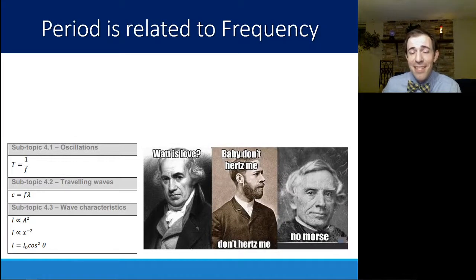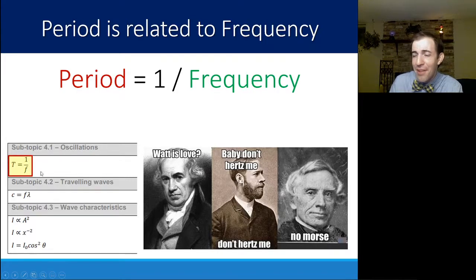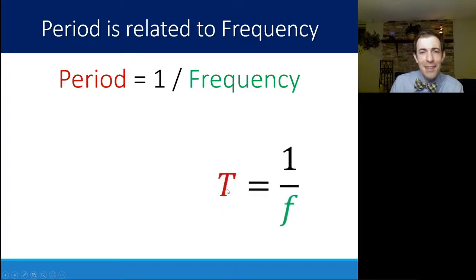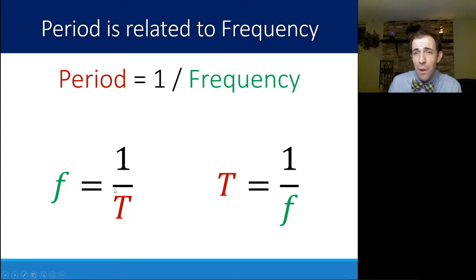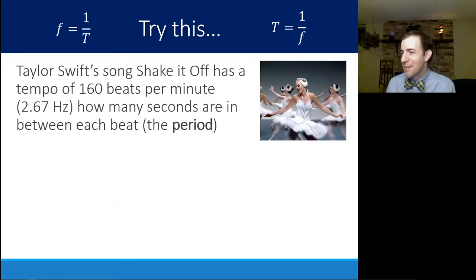Period and frequency are related to each other. They're inverse quantities. The period is just 1 divided by the frequency. So if you know how many seconds for one wave, you can figure out how many waves for every 1 second. This equation is given to you in your data booklet. You can also think of it not only as T, the period, is 1 over f, but f, the frequency, is 1 over the period. We can look at this in terms of a couple example problems.